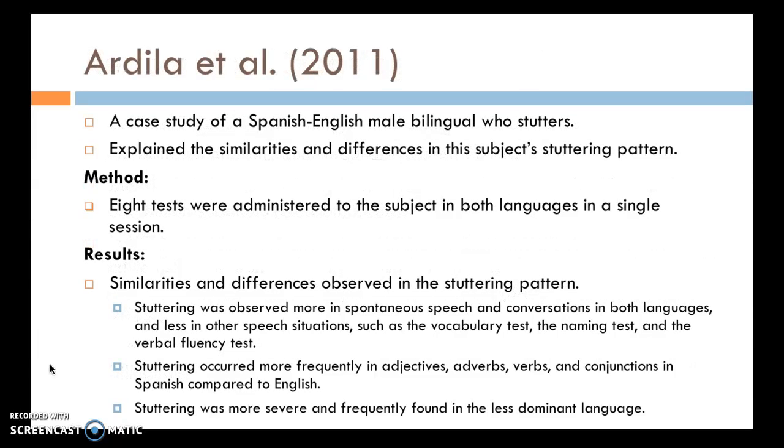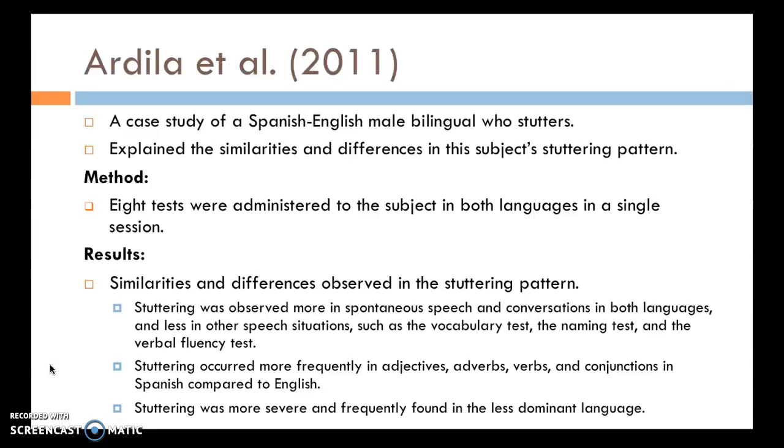So I reviewed 2 articles in my capstone, well 3, but in this PowerPoint I will just review 2 of them. One was done by Ardila and others. They had a case study of a Spanish-English male bilingual who stutters. They explained the similarities and differences in this subject's stuttering pattern.